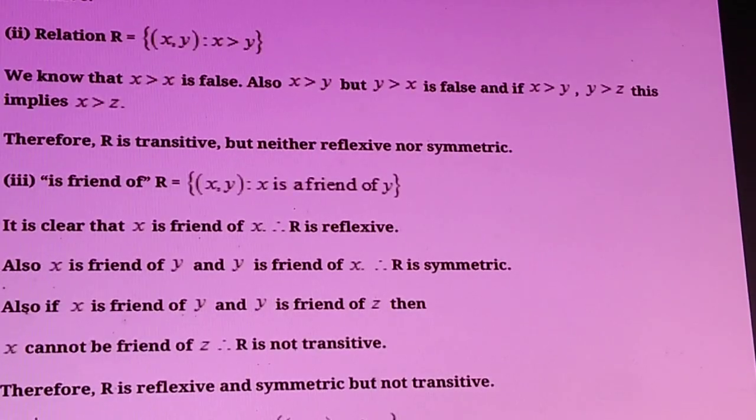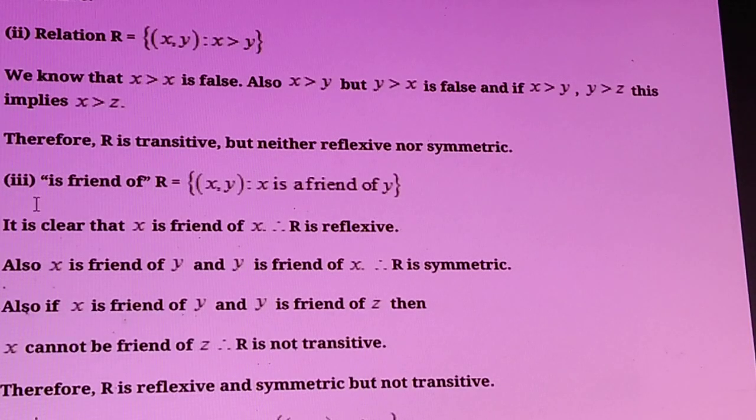Then the second one, relation R is equal to (x, y) such that x is greater than y. We know that x greater than x is false. Also, x greater than y but y greater than x is false. If x is greater than y and y is greater than z, this implies x is greater than z. Therefore R is transitive but neither reflexive nor symmetric.